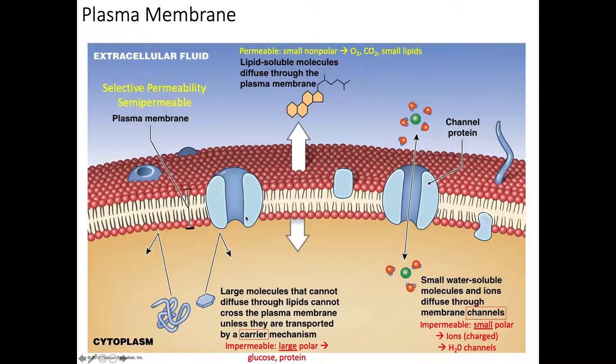Another type of protein will allow large polar molecules such as glucose or proteins to go into the cell. So these types of molecules, we say that they are impermeable. They are not able to go into the cell easily without the help of transport proteins. So your plasma membrane has what's called selective permeability, where it only allows certain things to go easily into or out of the cell, whereas others will need the help of transport proteins.